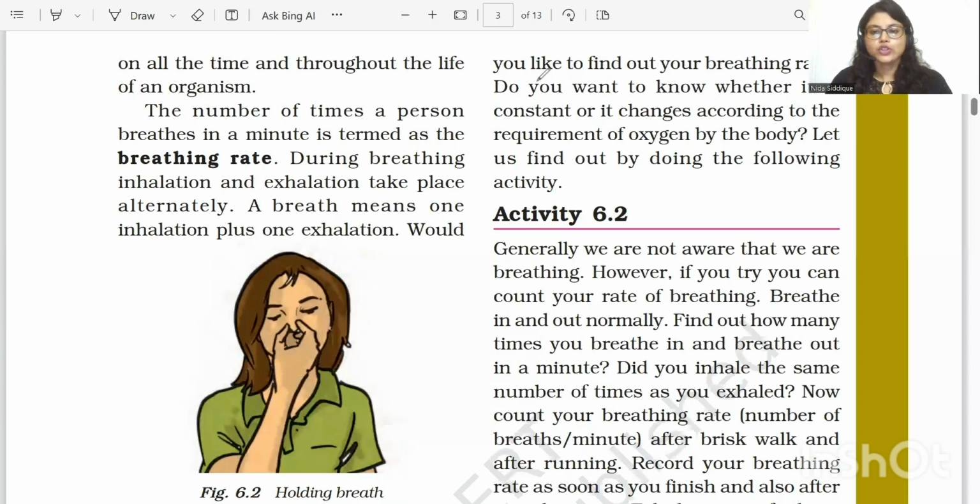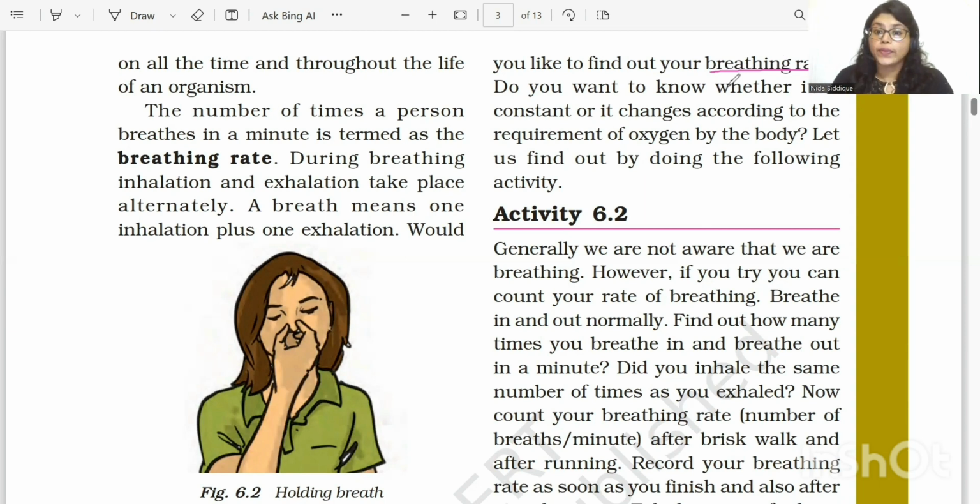Okay, let's continue now. Would you like to find out your breathing rate? So, first of all, if you want to know your breathing rate, you can do that easily. What you need to do is just count how many breaths you are taking, and you have to take a look at your watch for at least a minute. Okay, 1 minute में हम कितना सांस लेते हैं, that will be your breathing rate.